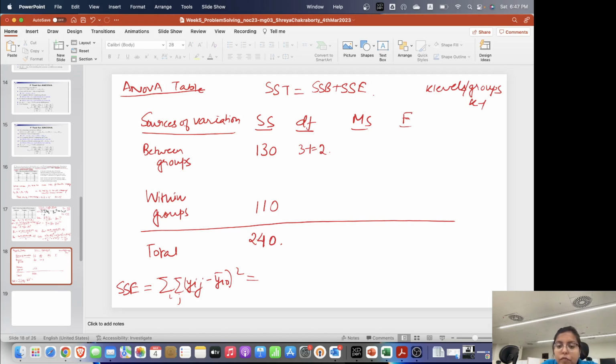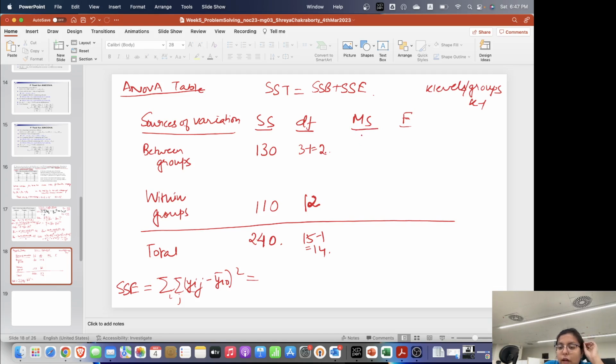For total, the degrees of freedom will be n minus 1, and n here is 15. So we will have 15 minus 1, that is 14. And degrees of freedom is also additive. So if 2 is here, 14 is here, we will have another 12 as within group degrees of freedom. Is it okay? Now we have to find the mean square.